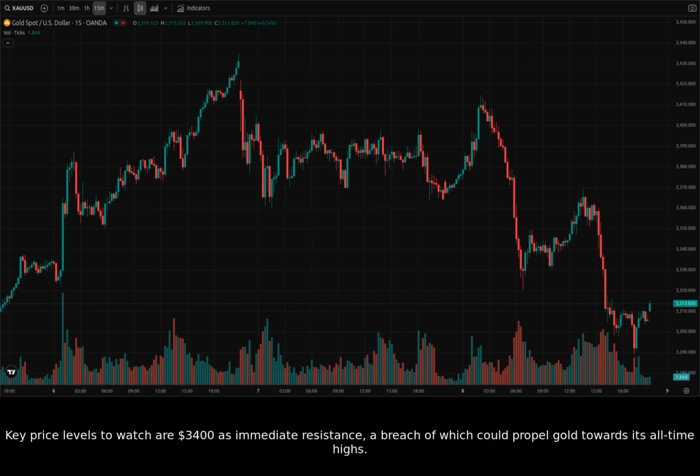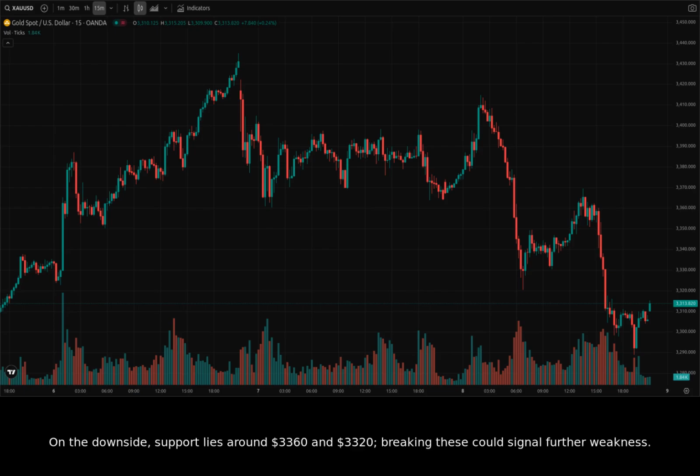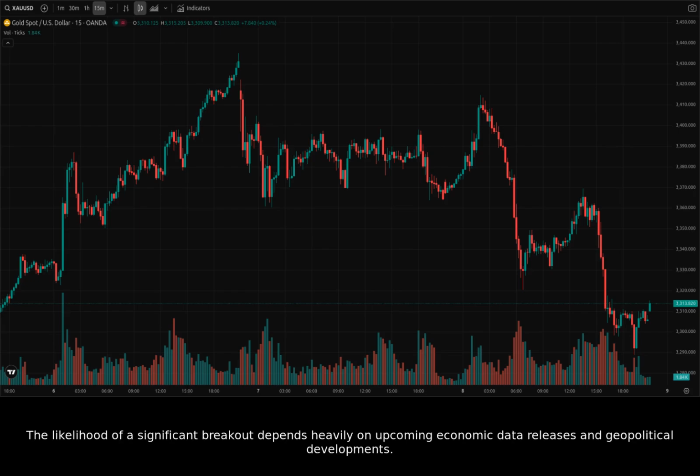Key price levels to watch are $3,400 as immediate resistance, a breach of which could propel gold towards its all-time highs. On the downside, support lies around $3,360 and $3,320. Breaking these could signal further weakness. The likelihood of a significant breakout depends heavily on upcoming economic data releases and geopolitical developments.